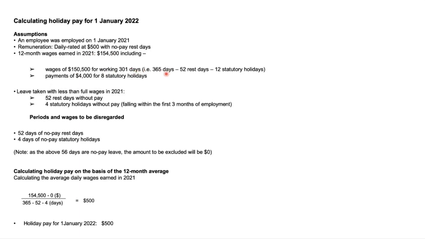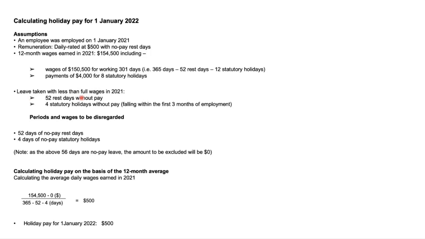Okay, because 365 days minus the 52 rest days, which we have calculated, minus the 12 statutory holidays which we have, right? So payment of 4,000 Hong Kong dollars for 8 statutory holidays. This is also something which we have to calculate because we have to take into consideration the statutory holidays here. Okay, so since the join date was on 1st of January 2021, right? So that means we have to take the whole statutory holidays, and some of the statutory holidays will not be considered. Basically, if the employee is not given statutory holidays for the first 3 months of service.